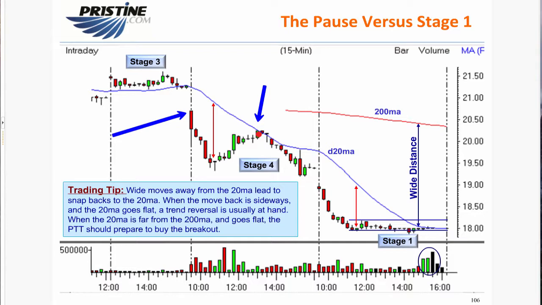All right. So does anybody have any questions as far as the pause versus a stage 1 or a stage 3 are concerned, or anything for that matter? Because that's the end of this section. No? Okay. Awesome. You got a question? Okay.